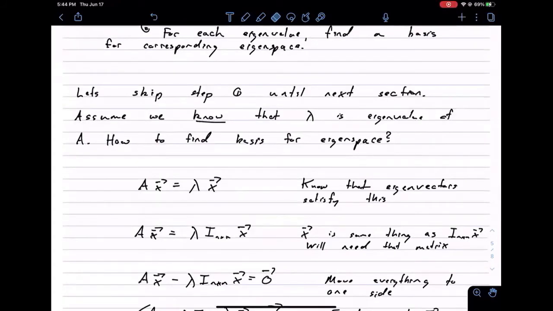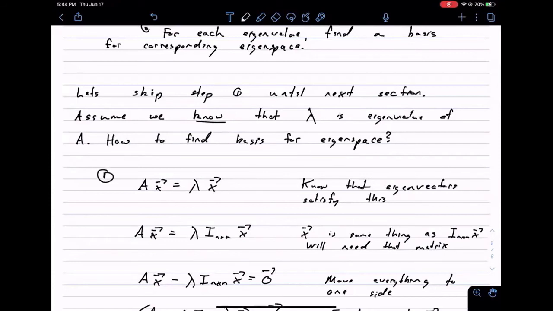Let's look at a specific eigenvalue. Let's say that lambda is a specific eigenvalue, and we know it's an eigenvalue of our matrix. How do I find the eigenvectors? In particular, I want to find the basis for that eigenspace corresponding to that lambda. How do we do that? It's pretty simple. It ends up just being a row reduction of some type. But let's see how we develop it.